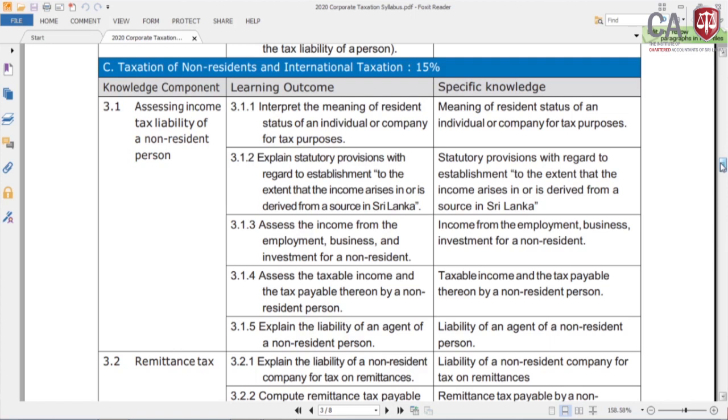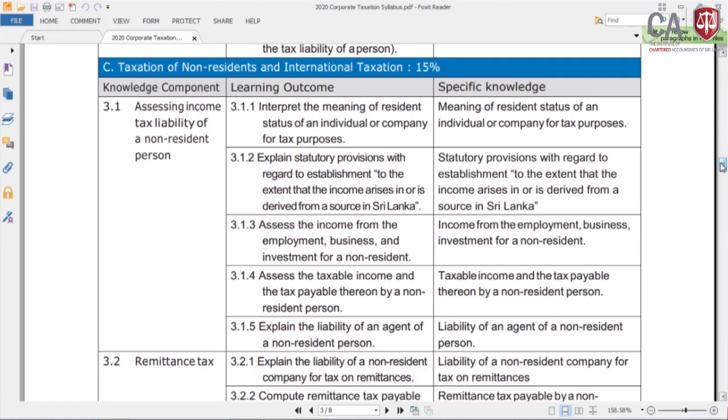Secondly, explain statutory provisions with regards to establishment to the extent that the income arises in or derived from a source in Sri Lanka, which is in your Inland Revenue Act. It's talking about Section 73 of the Act, the source principle, while residential status is talked about in Section 69.